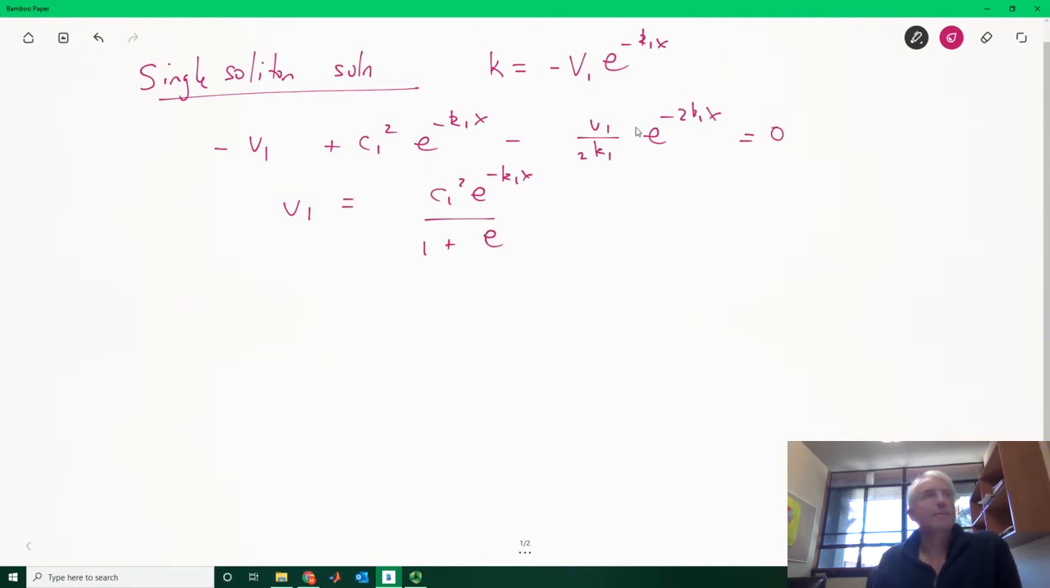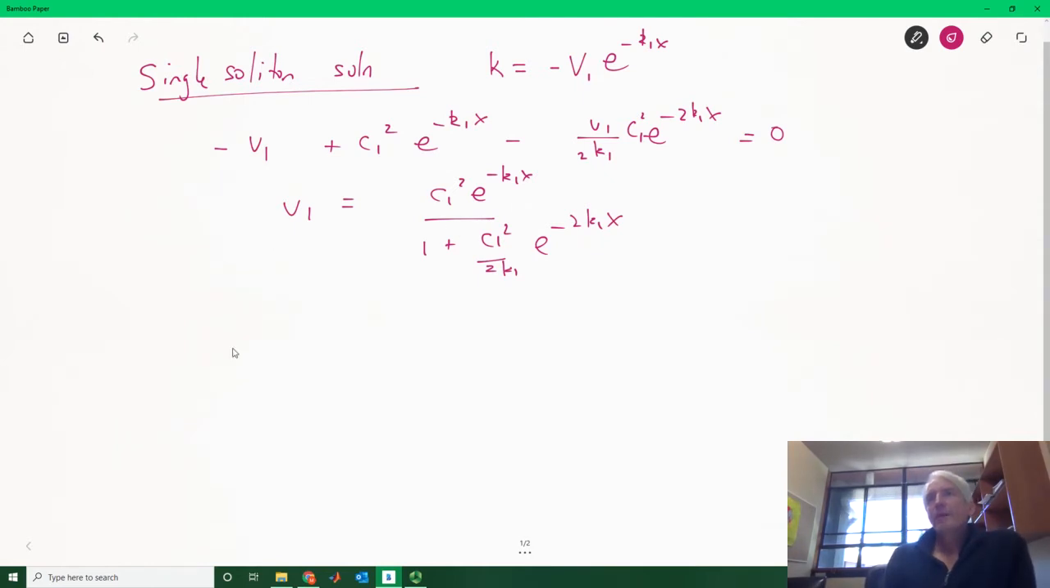okay, I've lost my C1 squared, don't forget that. Got to be super careful here. There's just so many ways to make mistakes. It's an absolute nightmare calculation. C1 squared over 2K1 e to the minus 2K1x. Brilliant.